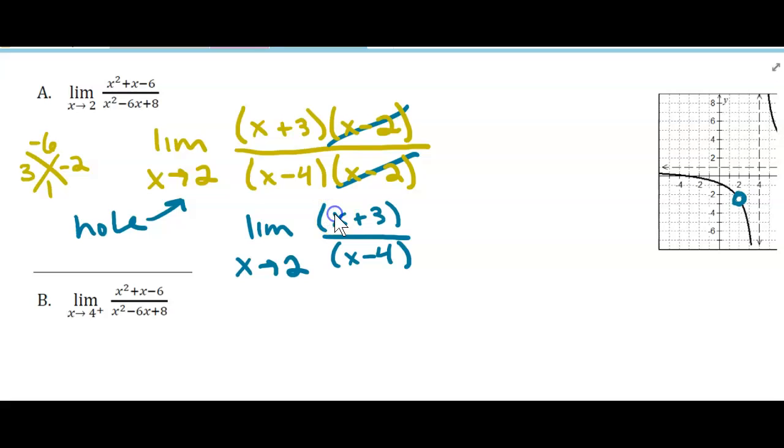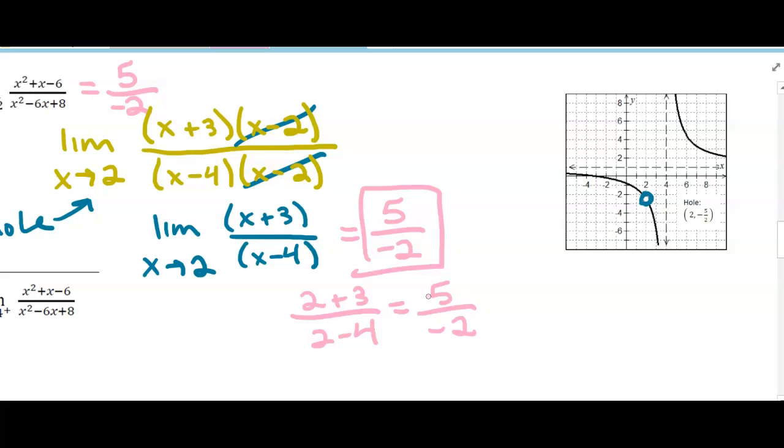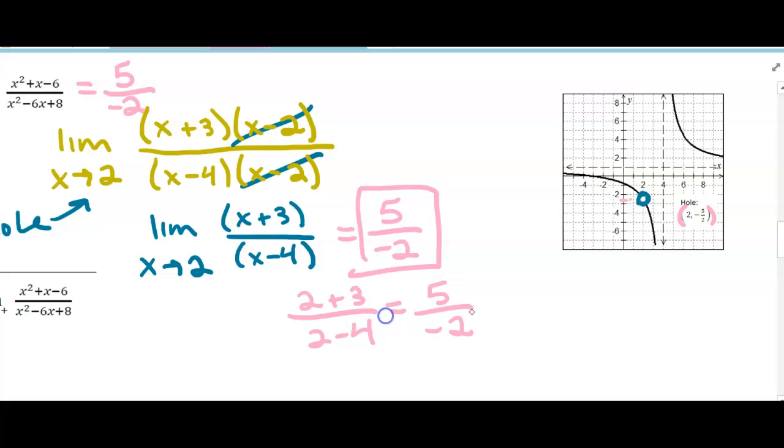When I do my direct substitution, I'm going to get 2 plus 3 over 2 minus 4. 2 plus 3 is 5 over 2 minus 4 is negative 2. And that is going to be my limit. So I can even put that back up here for my original limit, 5 over negative 2. And something we see when we look at the graph is that is where my hole is at, at negative 5 over 2, which is negative 2.5. And we see that is the case.